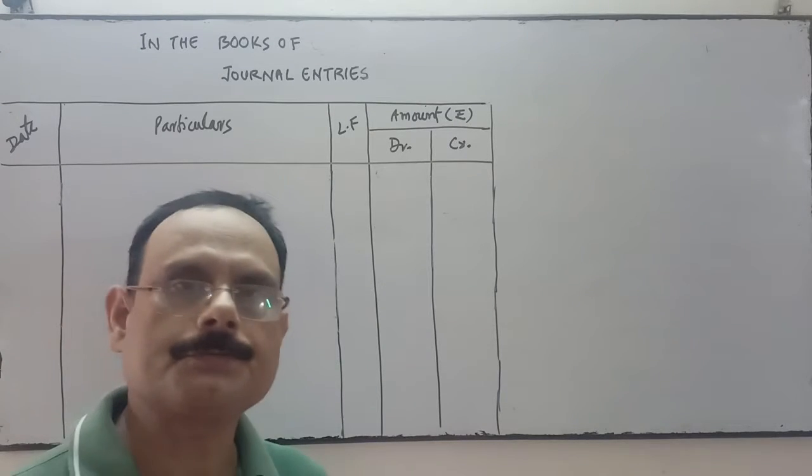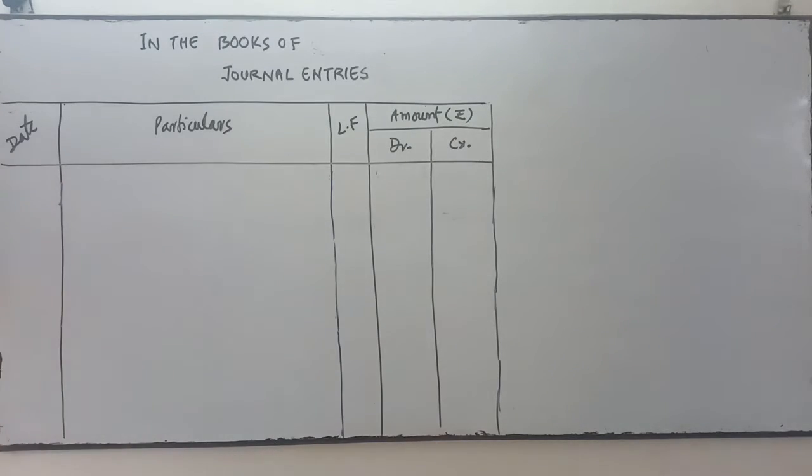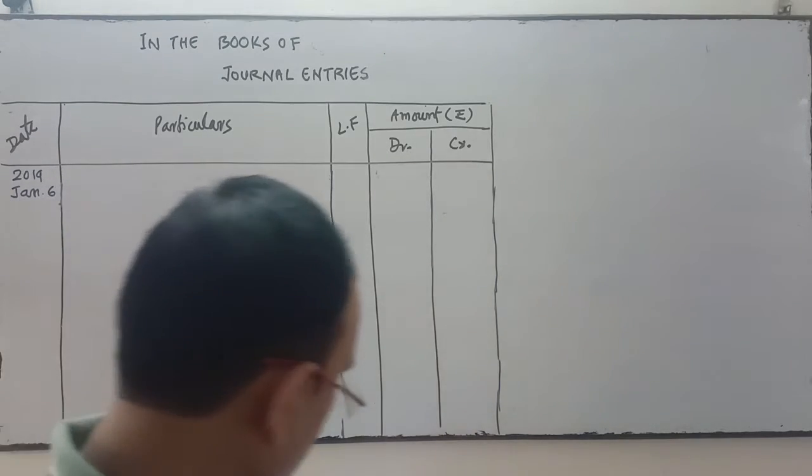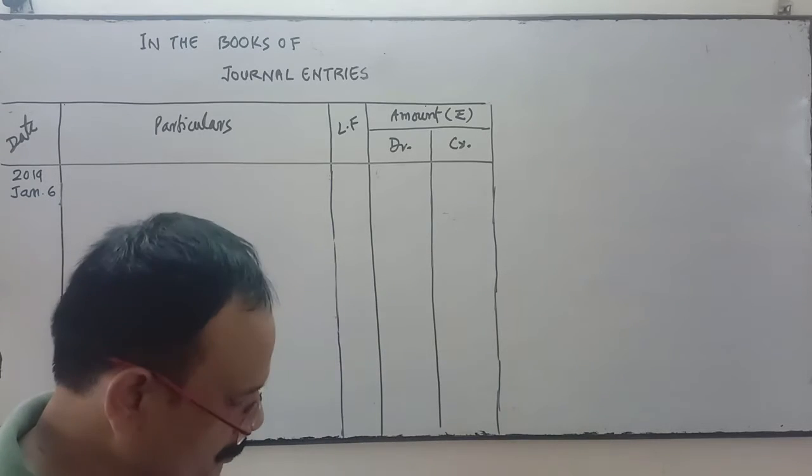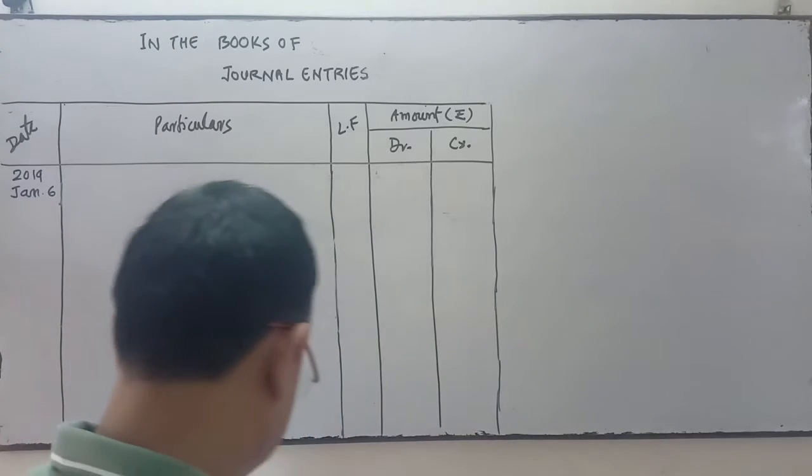Pass journal entries for the following. Year is 2019. Date is January 6. So the transaction is purchase of goods from Henry for rupees 50,000.